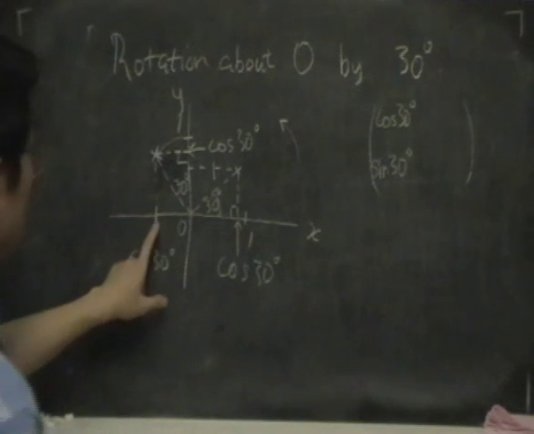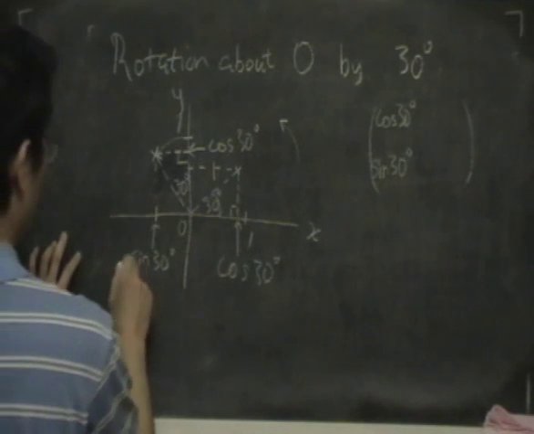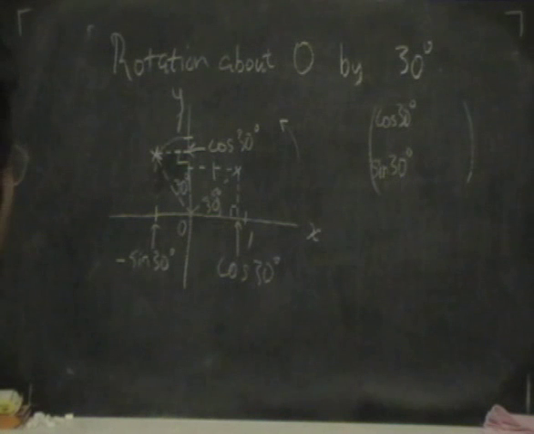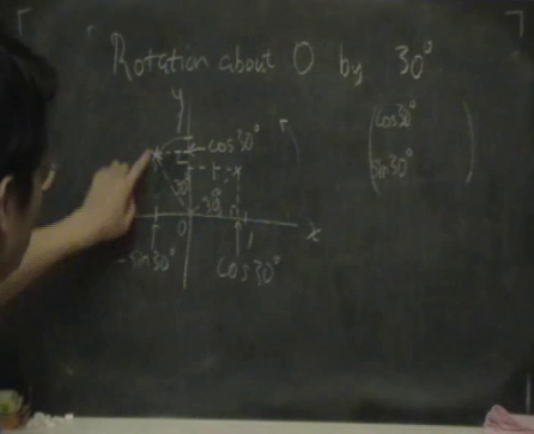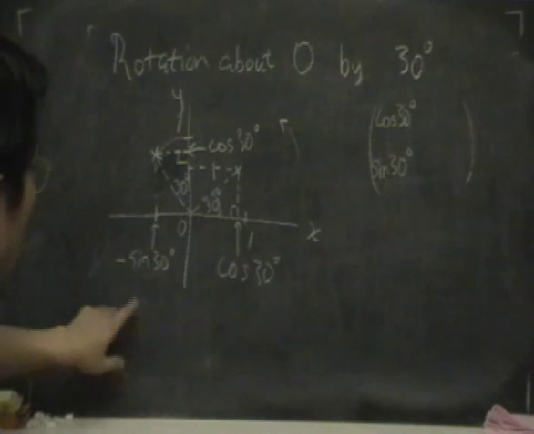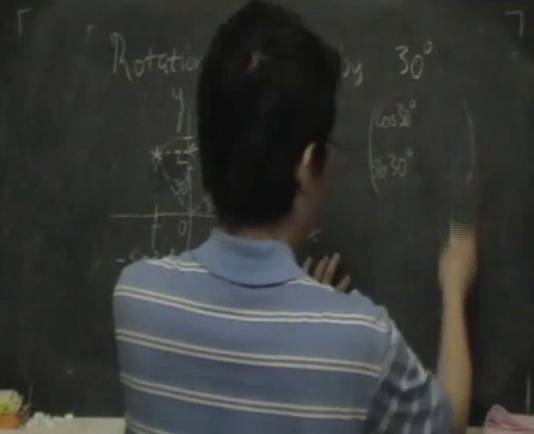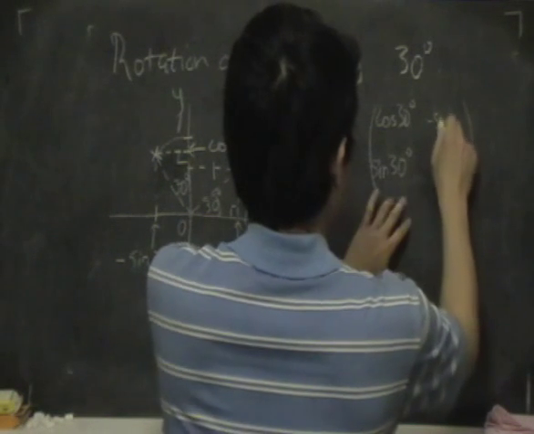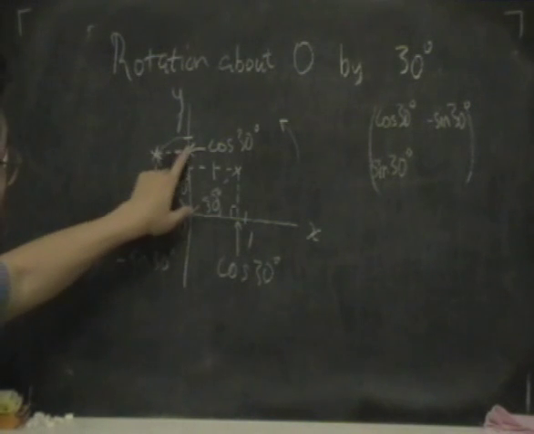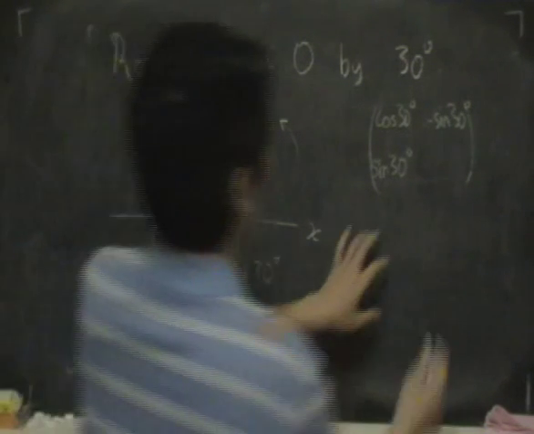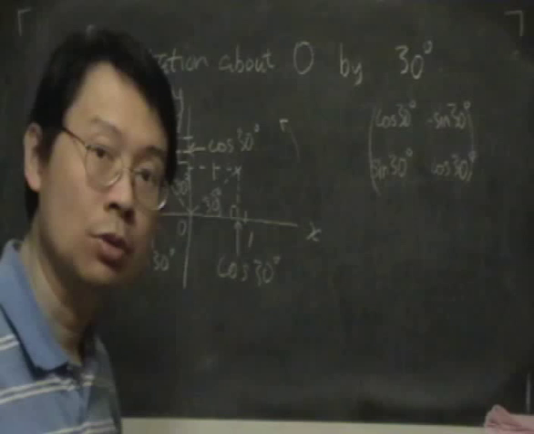But because this is on the left side of the origin, we have a minus sign. So now we have the x and y values of this image point. They would be minus sine 30 degrees. That goes into the second column. For the y, we have cosine 30 degrees. There. So that's our rotation matrix.